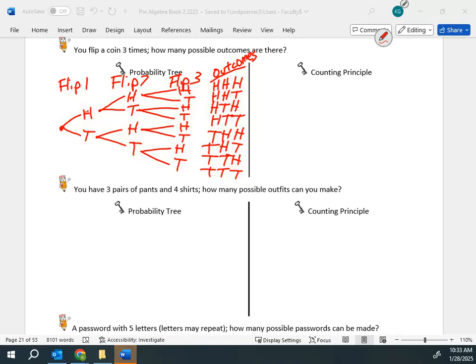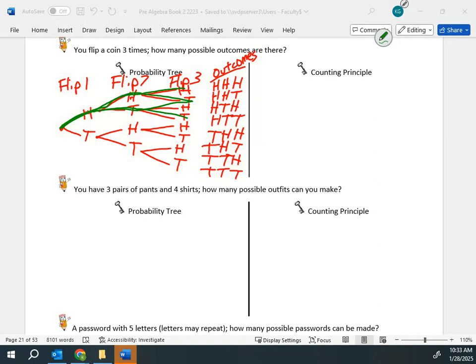So we're going through all those combinations. So we're looking through and saying, okay, we had the heads, heads, heads. Then we had heads, tails, tails. So we're just writing out all the different combinations that we could get. How many different possible outcomes there could be.